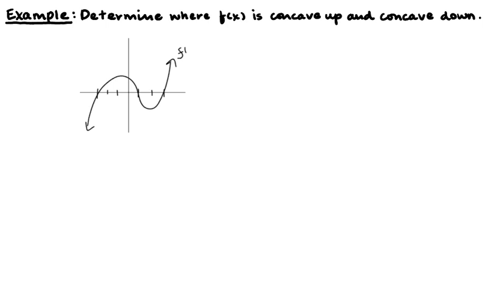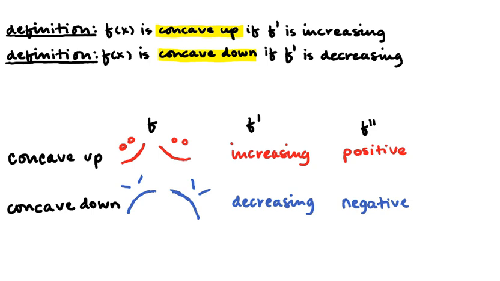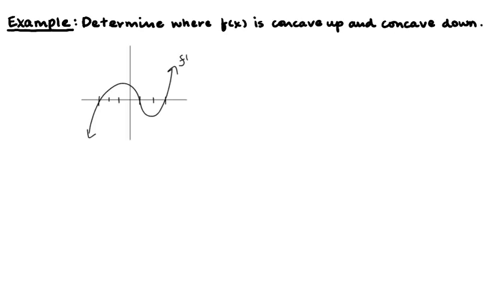Next, here we have the graph of the derivative given, and the question is going to be, where is f concave up and concave down? Well, if we go back to our original little table that we made when we were defining concave up and concave down, in terms of f prime, concave up is where f prime is increasing, and concave down is where f prime is decreasing. So let's go back to the graph. And now our job is to determine where f prime is increasing or decreasing.